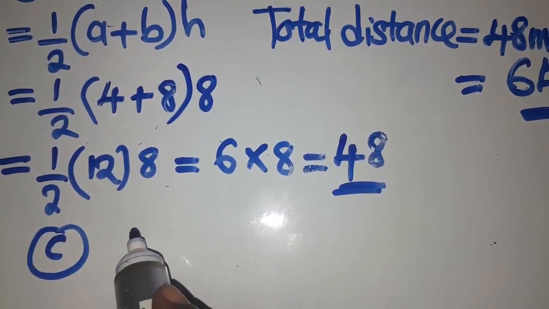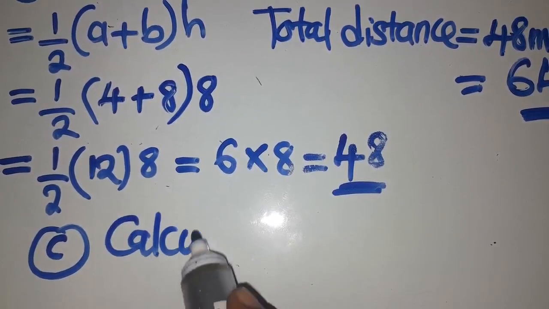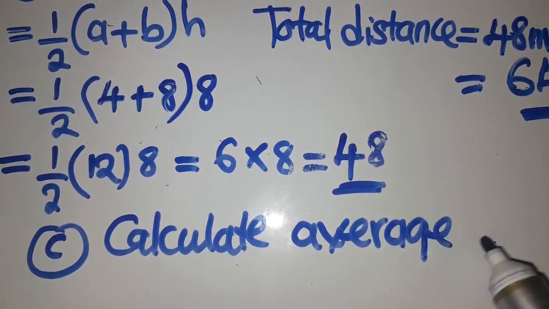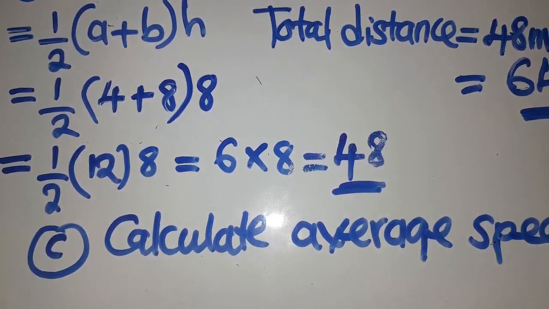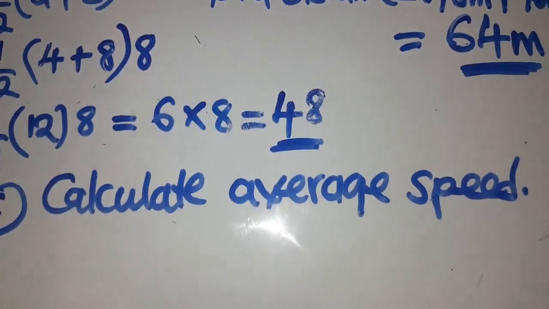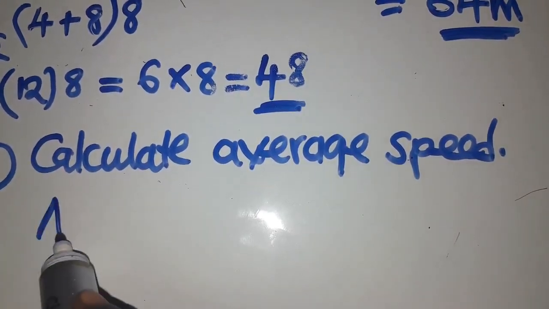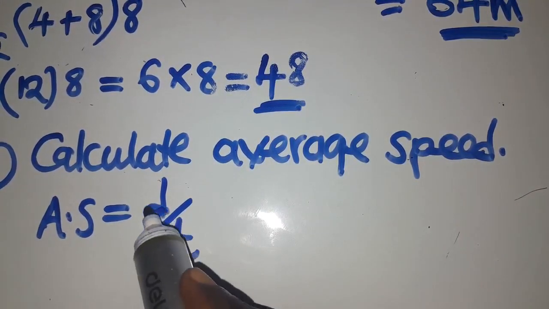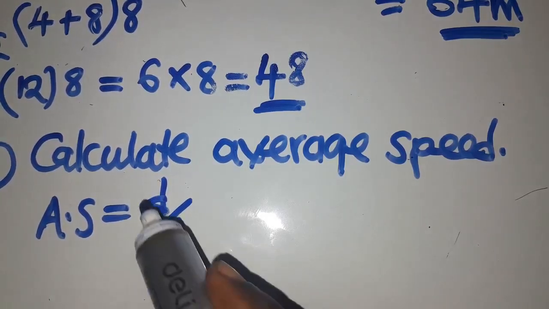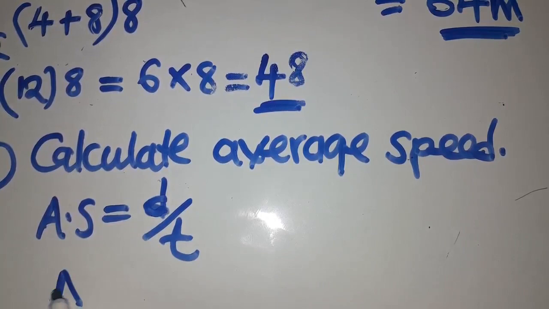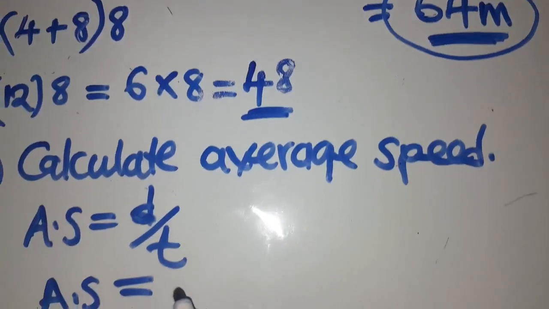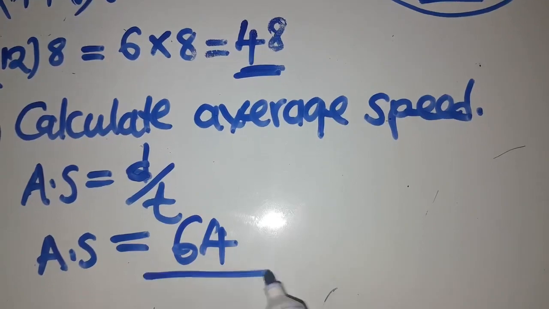Question C, calculate average speed. This is our last question. How can you calculate the average speed? Average speed is given by the formula: average speed is equal to total distance over time. What is the total distance that we calculated? It is 64. So you say 64 over the total time.